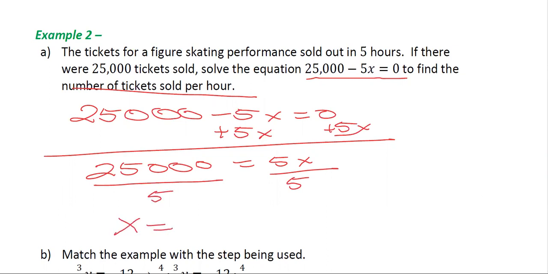So 5 goes into 25,000, right? It goes into it 5,000 times. So that's how many tickets it needs to be sold.